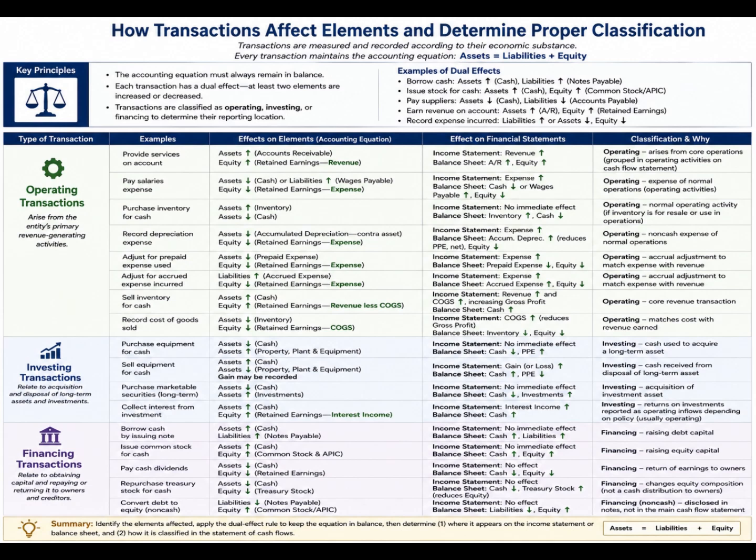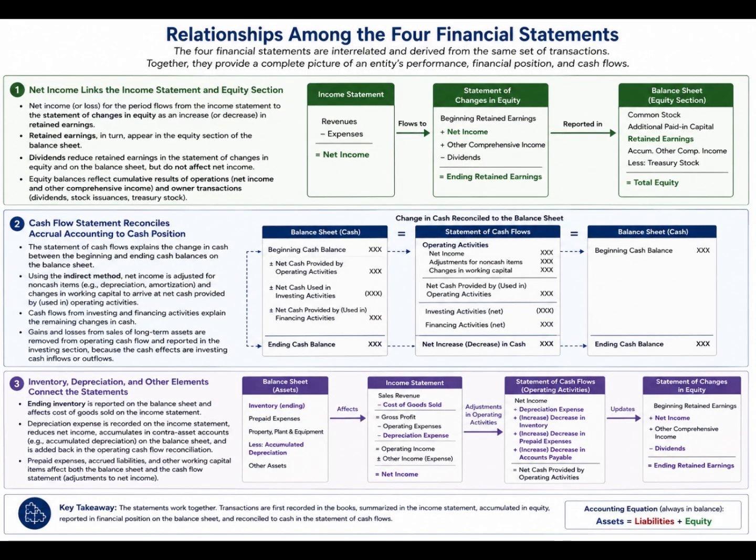Dividends decrease retained earnings and cash, financing activity. Non-cash transactions such as debt conversion to equity affect balance sheet classifications but are disclosed separately in the cash flow notes. F. Demonstrate understanding of relationships among financial statements.